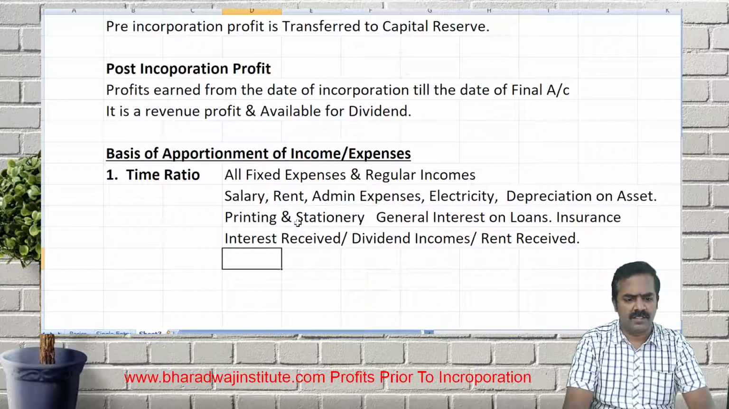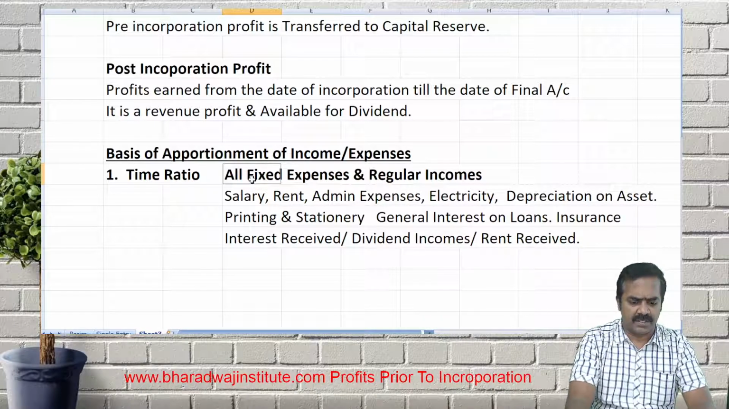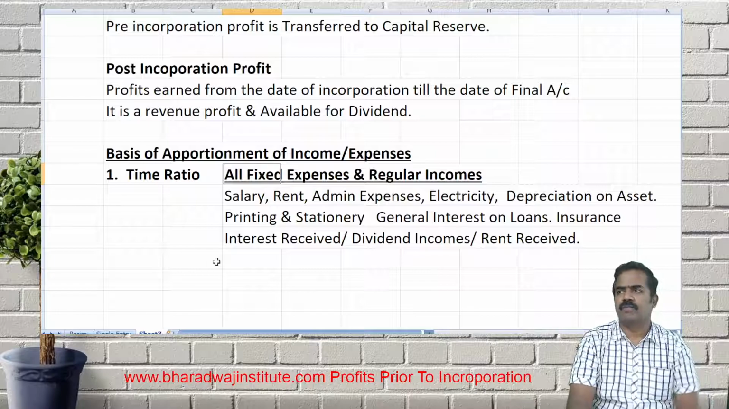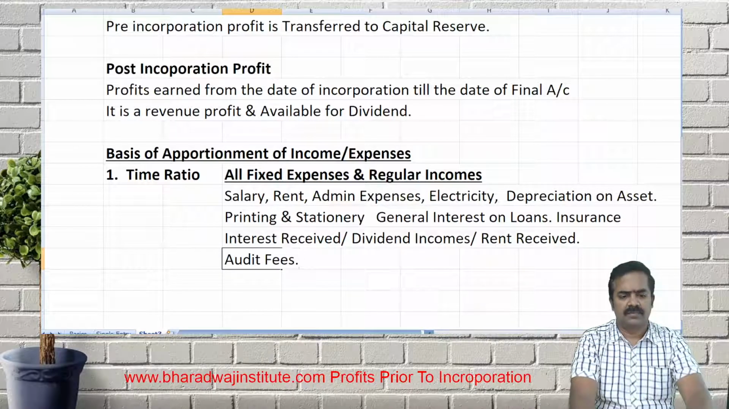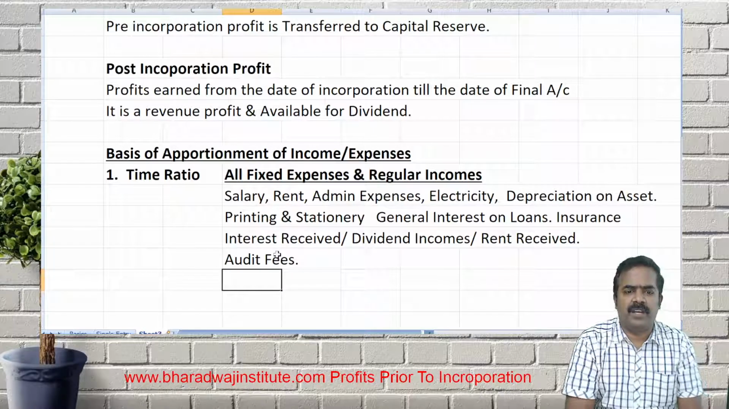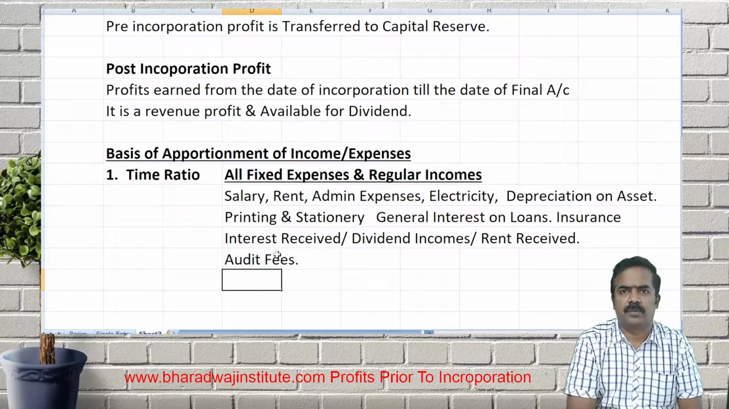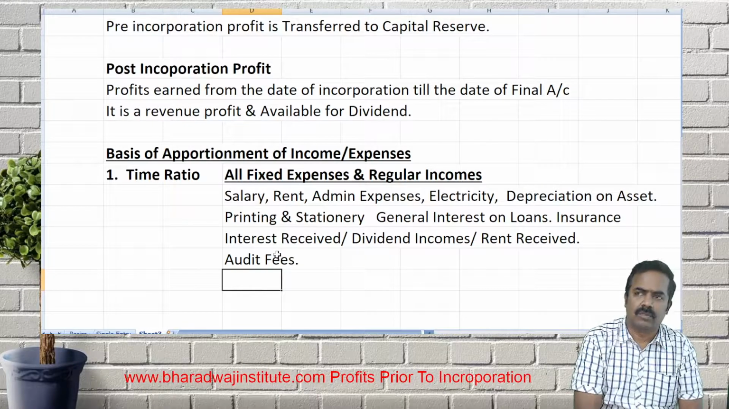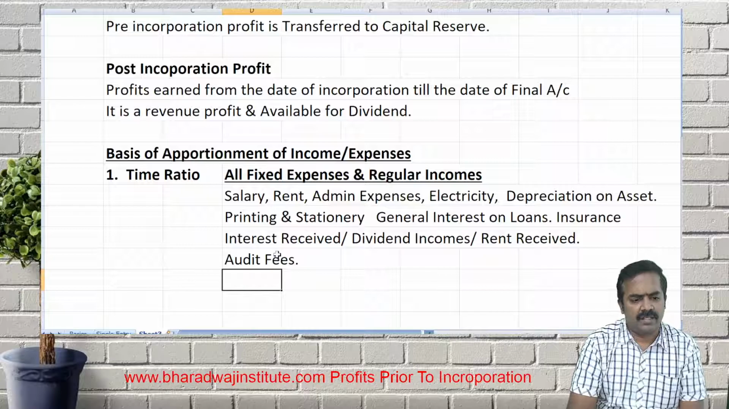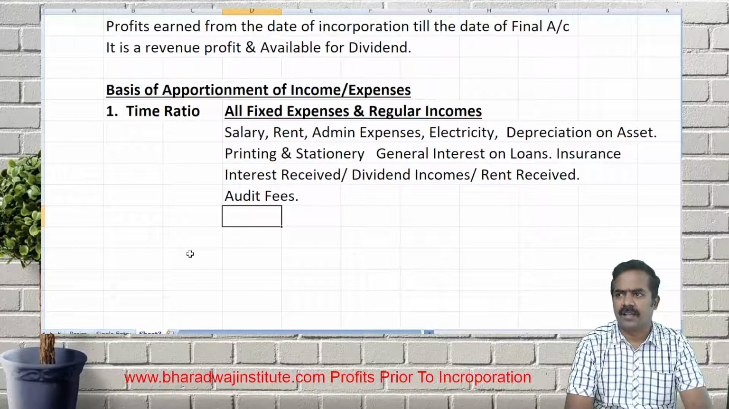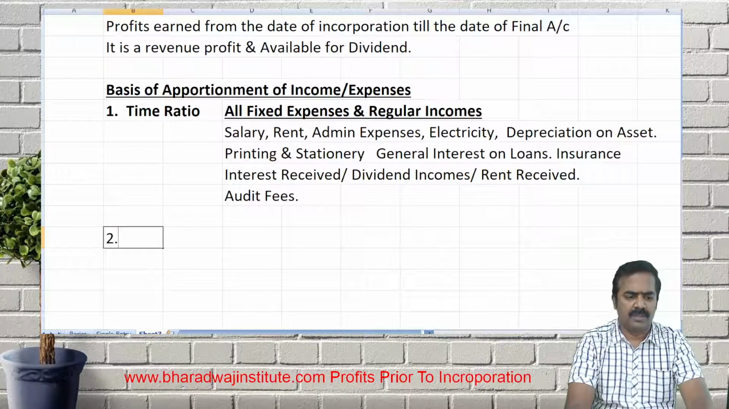So anything that is regular or fixed in nature will be apportioned based on which one? Time ratio. Audit fees also. Audit fees is paid for auditing pre-incorporation profit or post-incorporation profit or both? Both. So all these things are apportioned on what basis? Time ratio. Next, number 2.